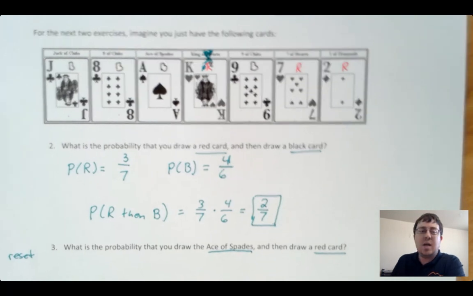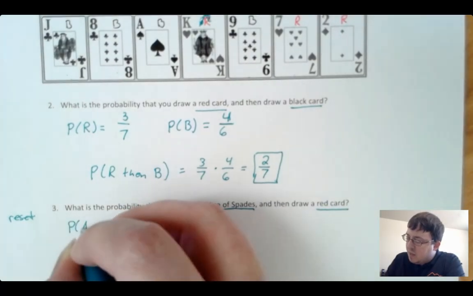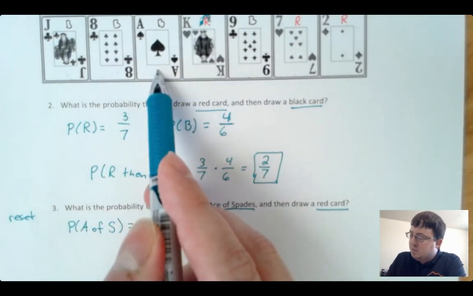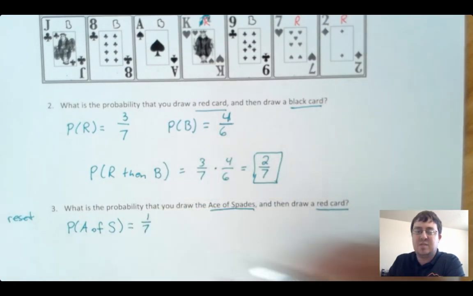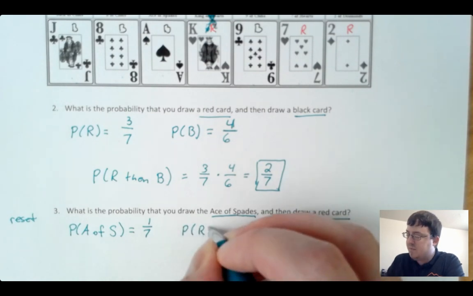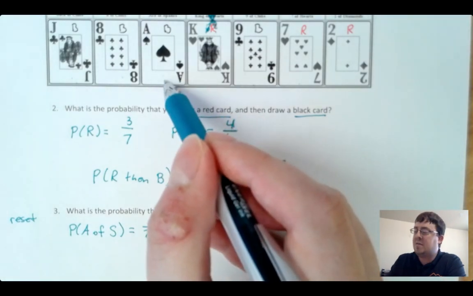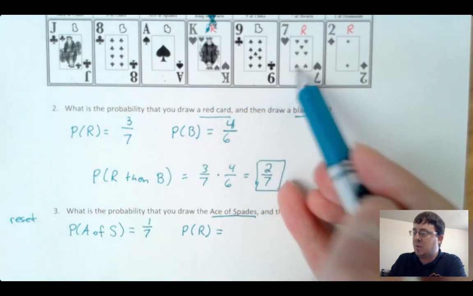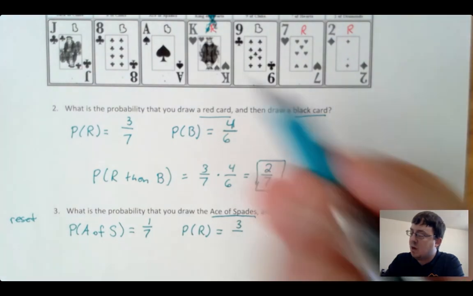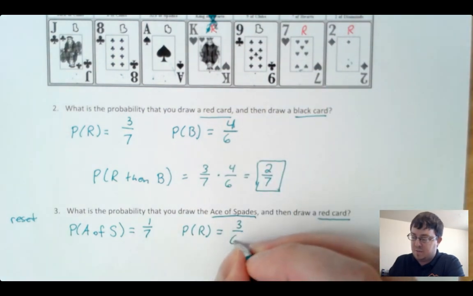Okay, so let's go ahead and look at number 3, see if you got the right answer. The probability that you get the Ace of Spades: there's only one of them, it's right here. So there's a 1 out of 7 chance you get the Ace of Spades at the beginning. Then we want the probability that I draw a red card afterwards. The Ace of Spades is a black card, so it doesn't reduce the number of red cards I have. I have 1, 2, 3, because remember we put the king back. So 3 out of how many total cards? Well, this card is gone. So 1, 2, 3, 4, 5, 6. Again, our denominator goes down.